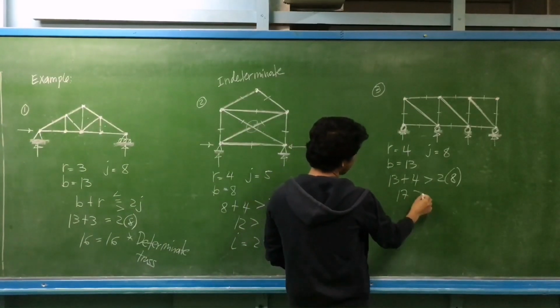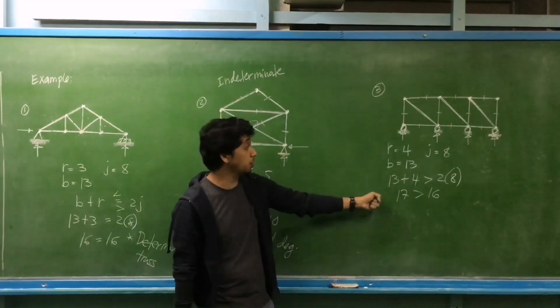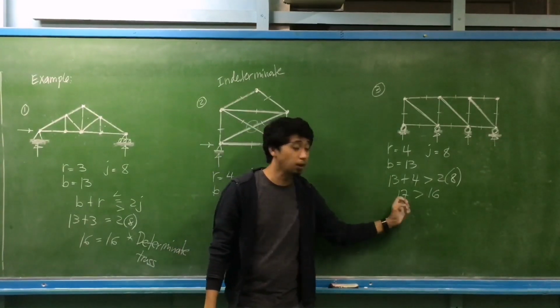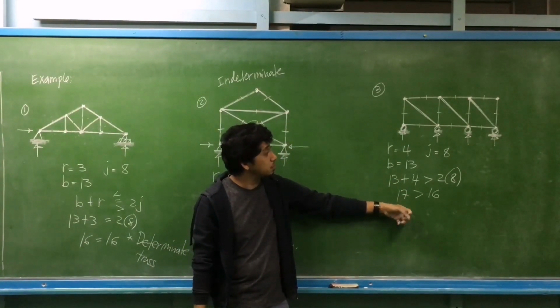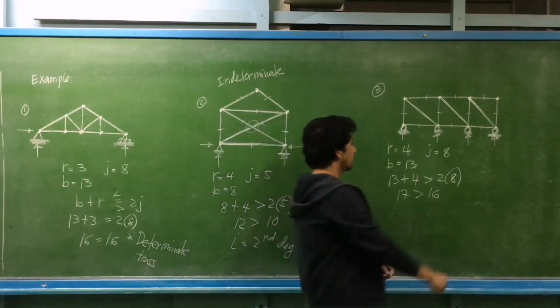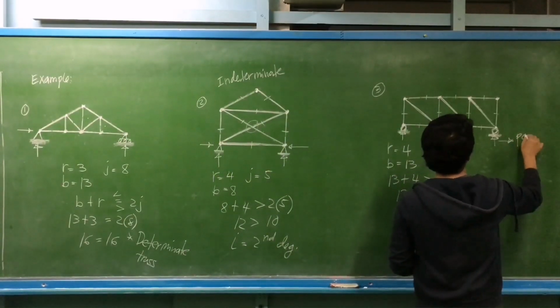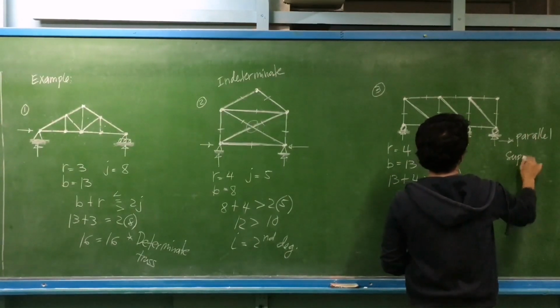This is 17 is greater than 16. So can we consider this one as indeterminate when the number of unknowns is greater than the number of possible equations? Kaya lang, one problem is, again, we have these parallel support reactions.